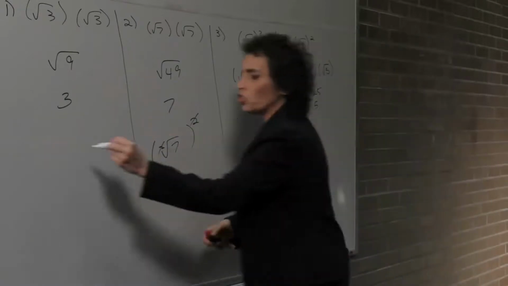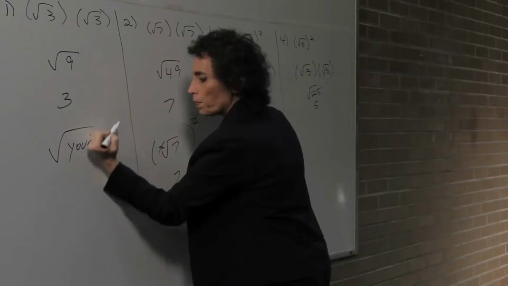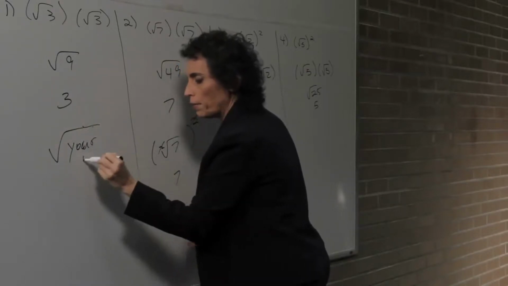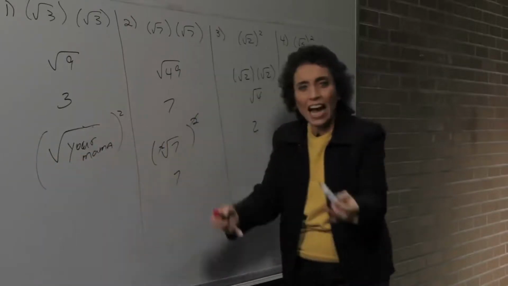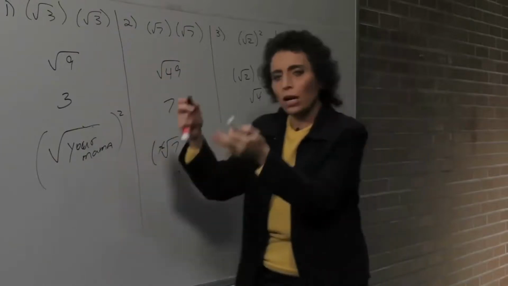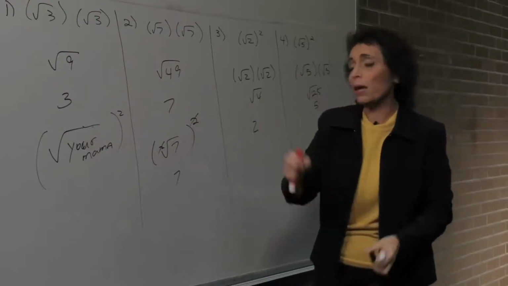So if I have square root of, let's do this, square root of your mama, squared, what do you get? You get your mama. That's what you get. Because when you square a square root, you get what's inside. Important. Okay, so maybe that'll be helpful to you, maybe not.